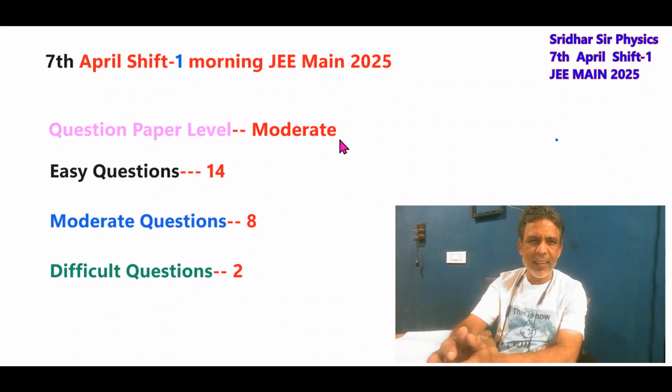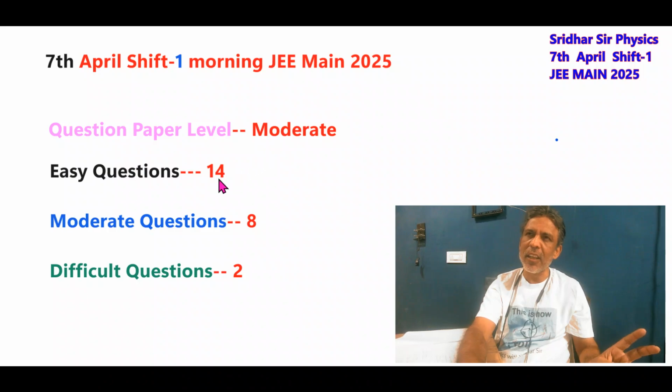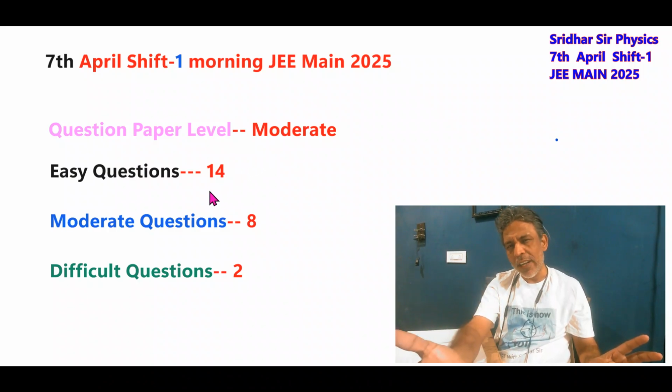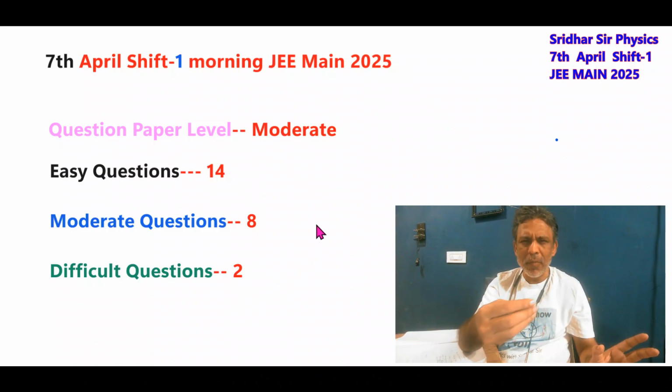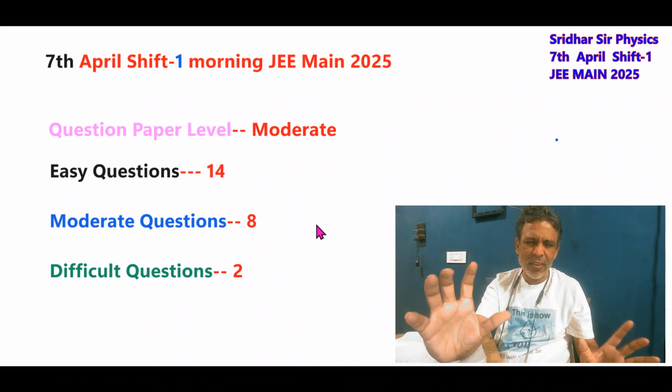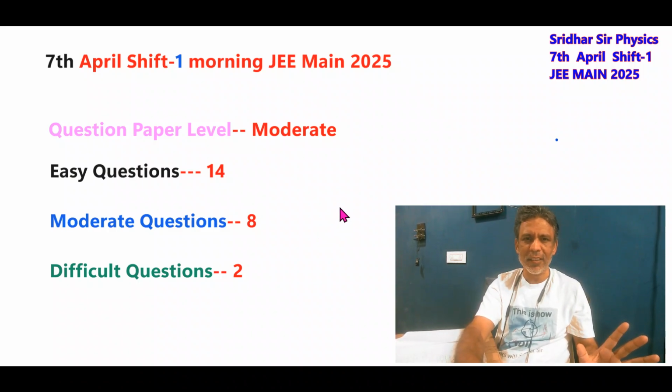Today we are going to discuss the 7th April, Shift 1 Morning JEE Main 2025 paper. The level of the paper is moderate. The number of easy questions is 14, moderate questions around 8, and difficult questions around 12. Moderate to easy also we can call it. It's simple formula based. Unlike earlier April 4th, it was not a panic-setting paper. 4 or 5 questions have a little bit of calculation, but manageable. Altogether, it's moderately easy.